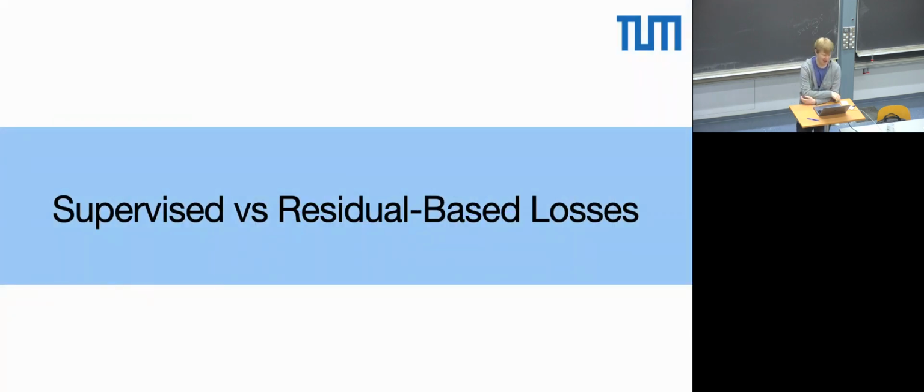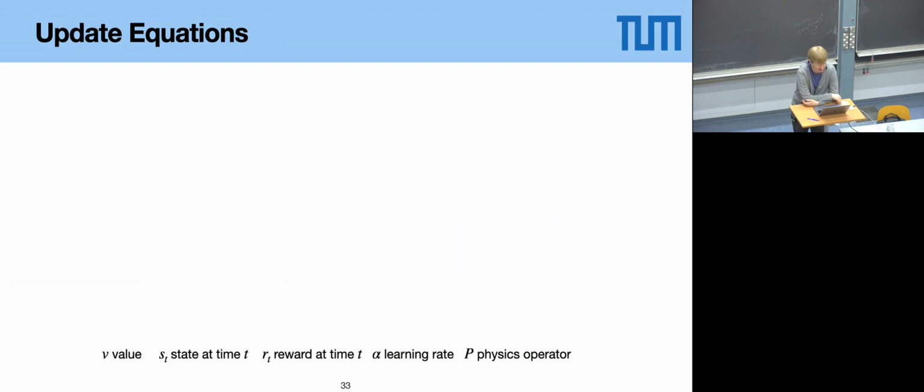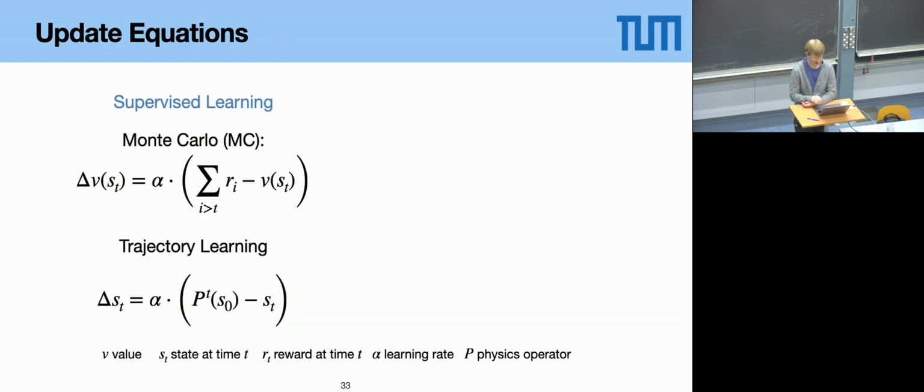Now about loss functions. Can we just use supervised methods in reinforcement learning? Let me remind you of what the update equations for both losses look like. So we had the supervised learning methods like Monte Carlo for value estimation, where we have the model prediction V compared against actual observations of rewards.